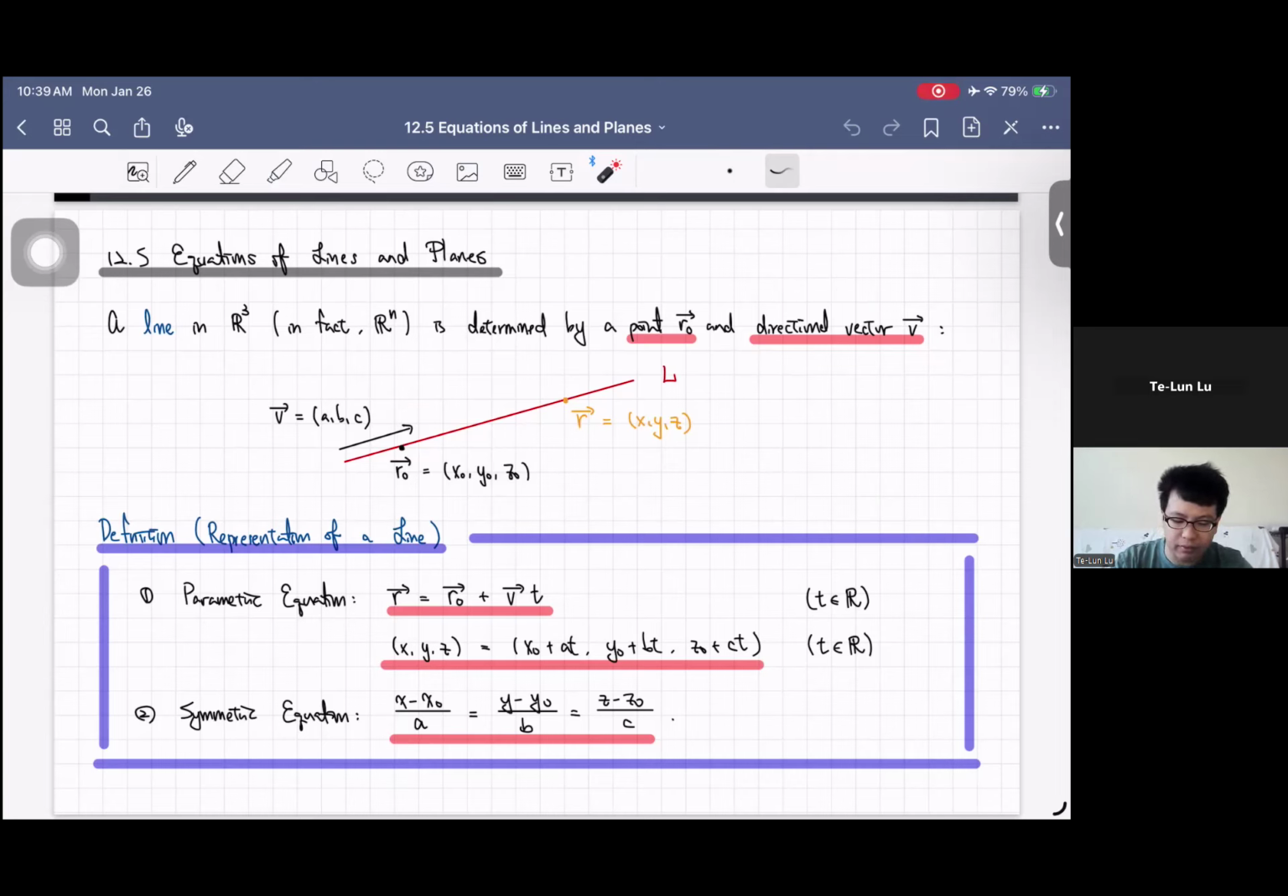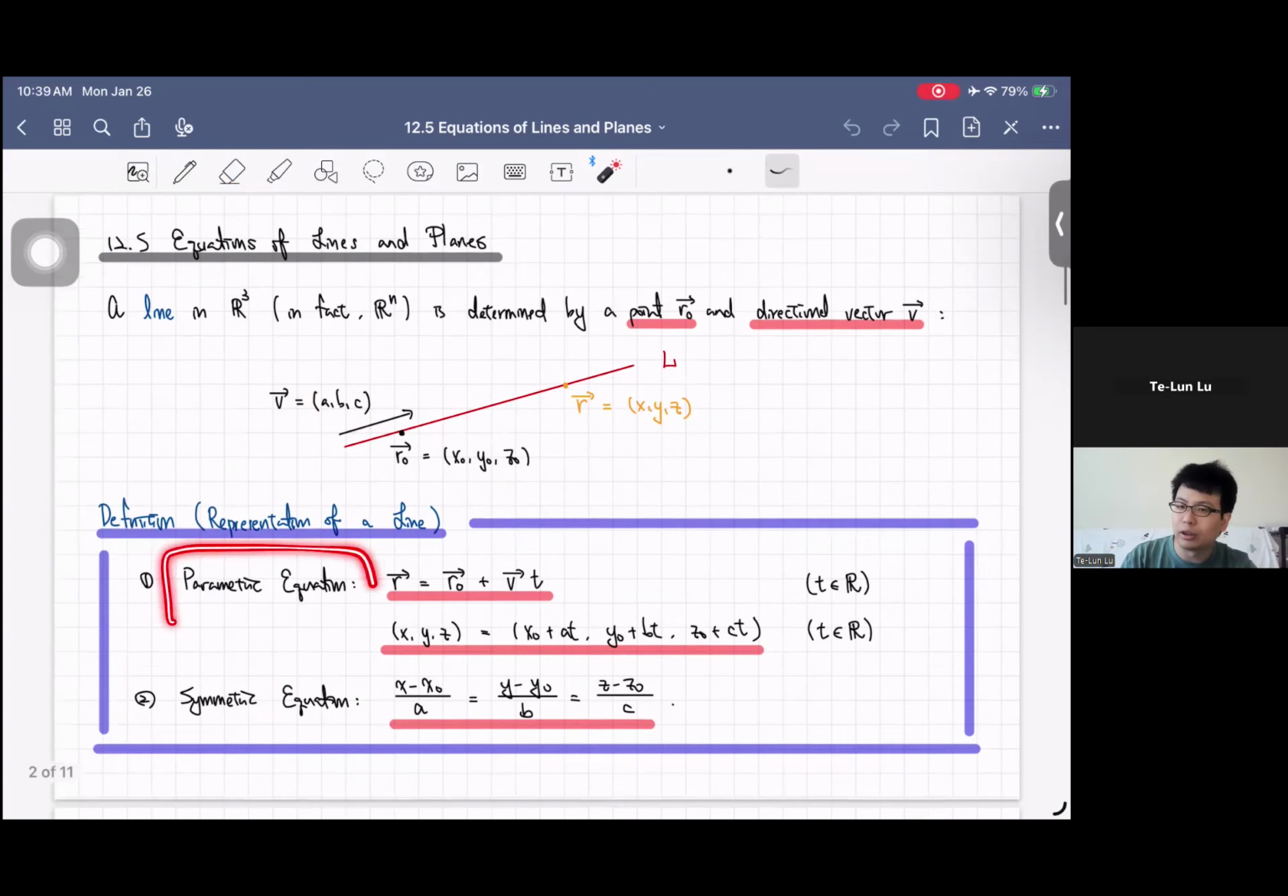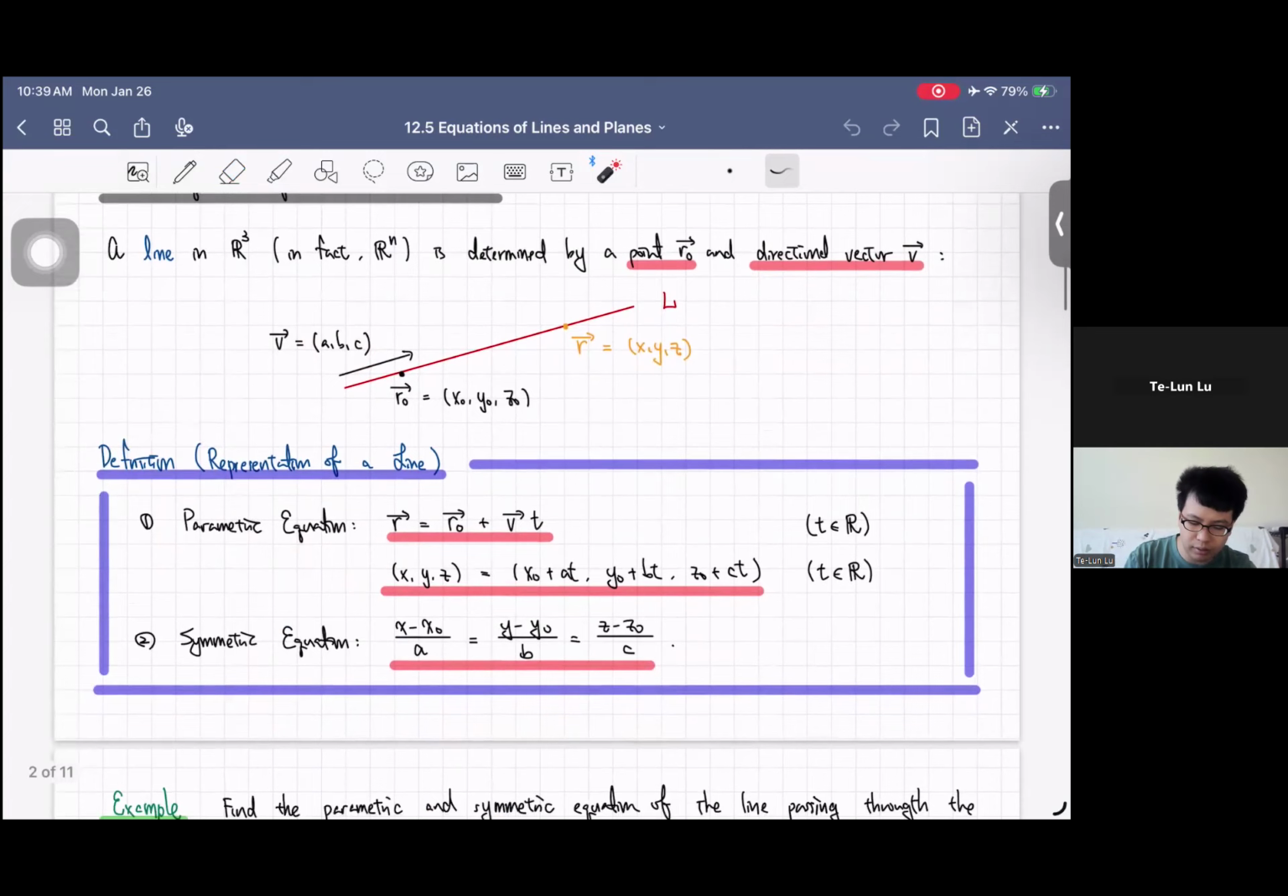So given a point and given a vector, how do we describe this line in terms of mathematical language? We can do that in two ways. One is called a parametric equation. One is called a symmetric equation. The parametric equation is basically what I just mentioned. You can give R, which is an arbitrary point x, y, and z, as R naught plus V times t. Be careful, this is a vector or a point, depending on your notation. This is also a vector, where t is a scalar. So this is a scalar multiplication of this vector V.